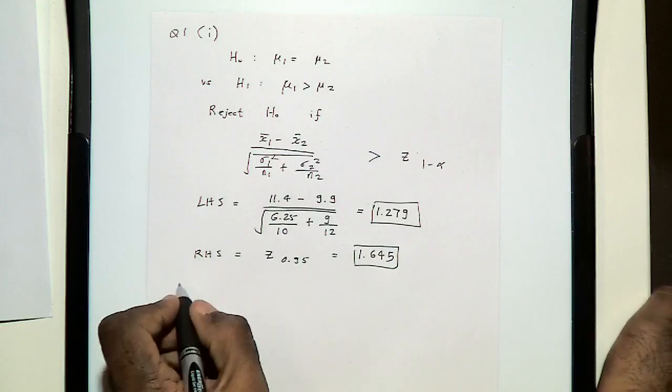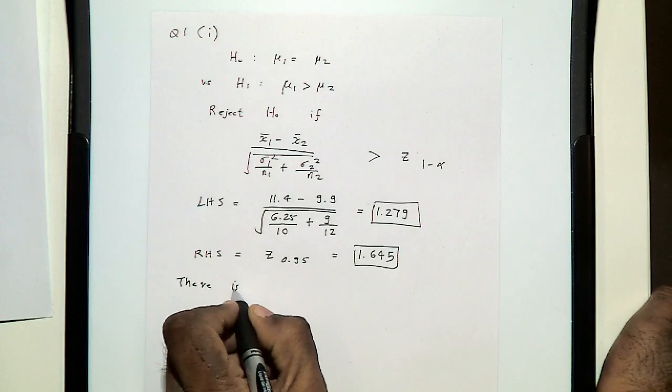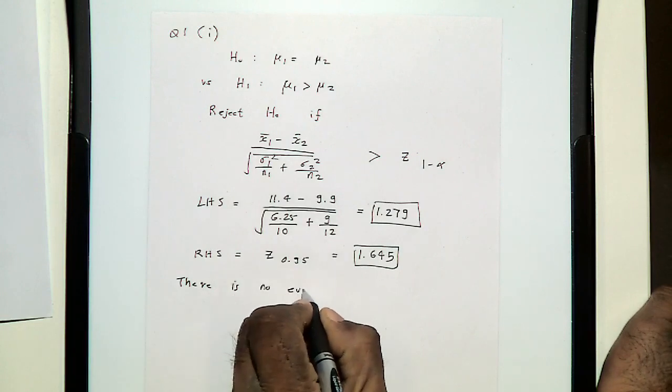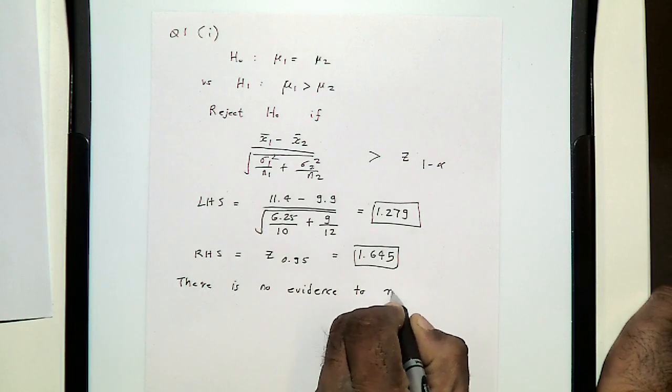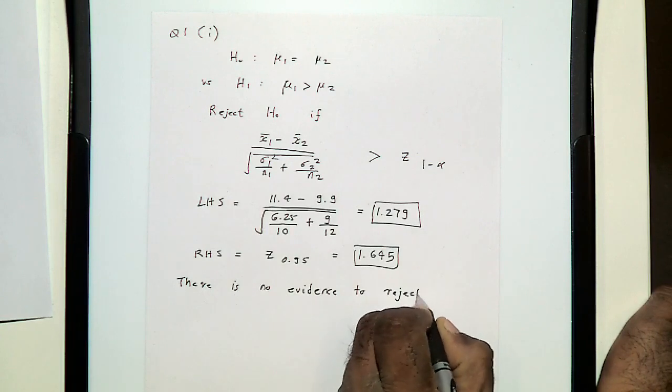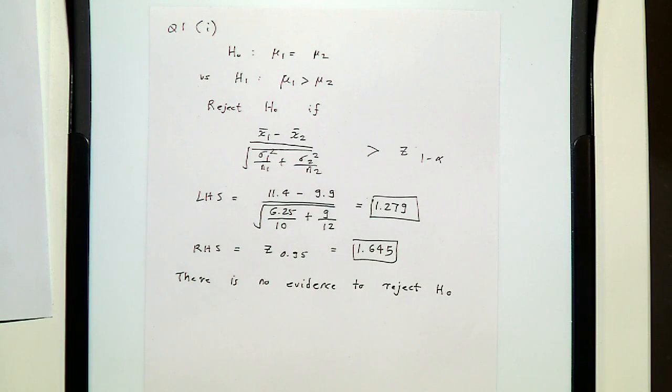So the conclusion is that there is no evidence to reject H0, right? Yeah. All of you got this right, yeah? Yes? Okay, now part 2. So this is part 1. You guys okay with this? Yeah? Alright. So let's do part 2 now.